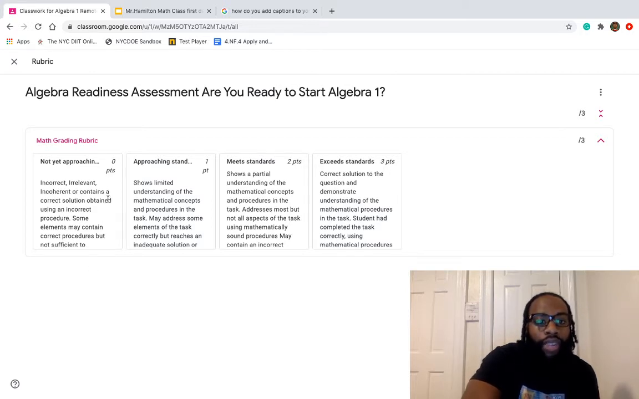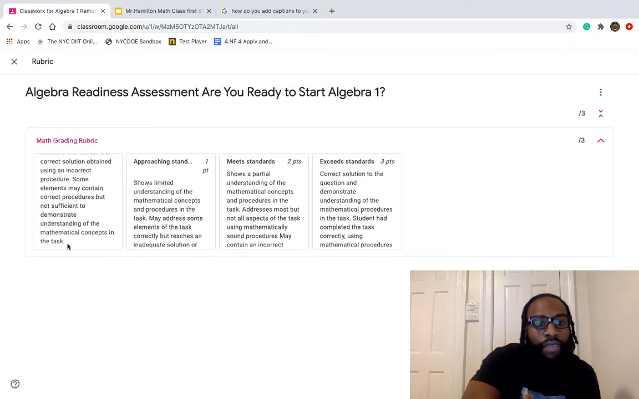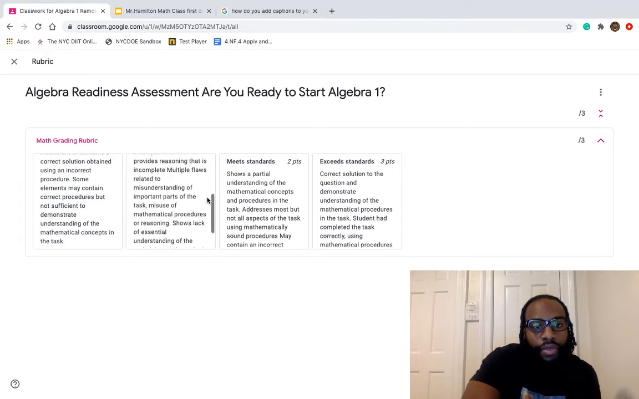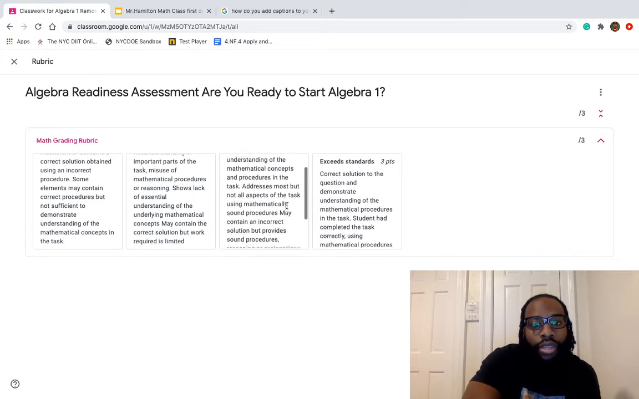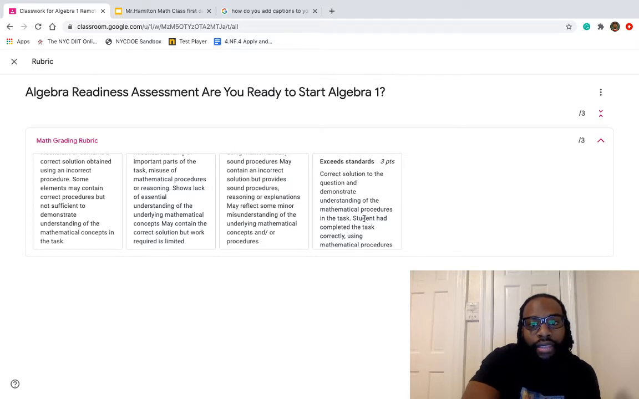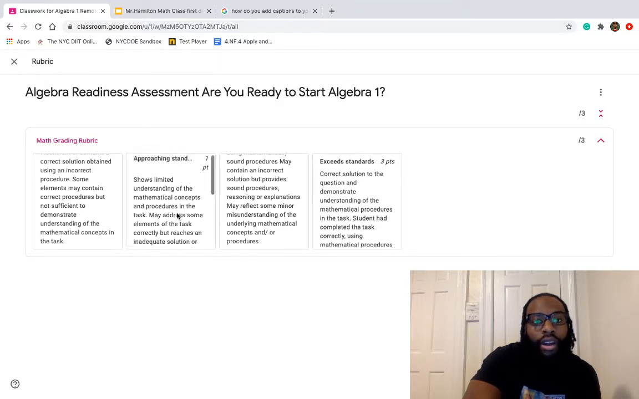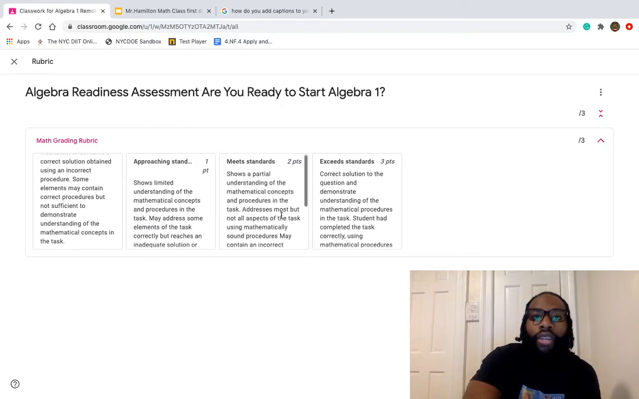0: incorrect, irrelevant, incoherent, or contains a correct solution obtained using an incorrect procedure. Some elements may contain correct procedures but not sufficient to demonstrate understanding of the mathematical concepts and task. 1: approaching standards. 2: meet standards, and then 3: exceed standards. I'm not going to read all of them because you can access this rubric on your assignment, but the goal is to reach either 2 or 3, preferably 3, exceed standards.